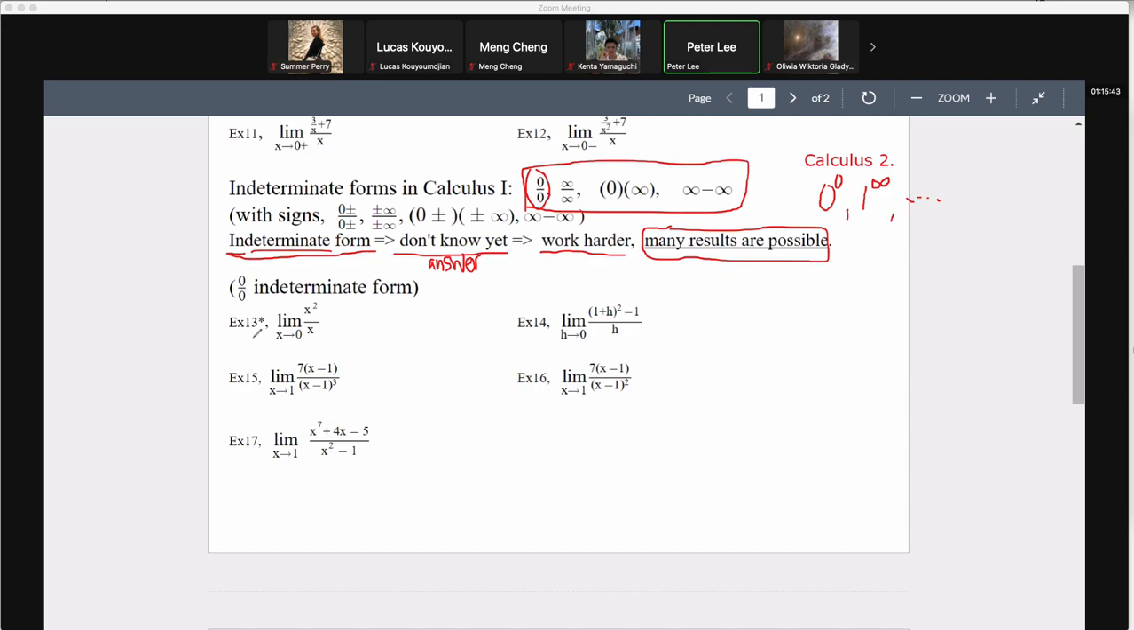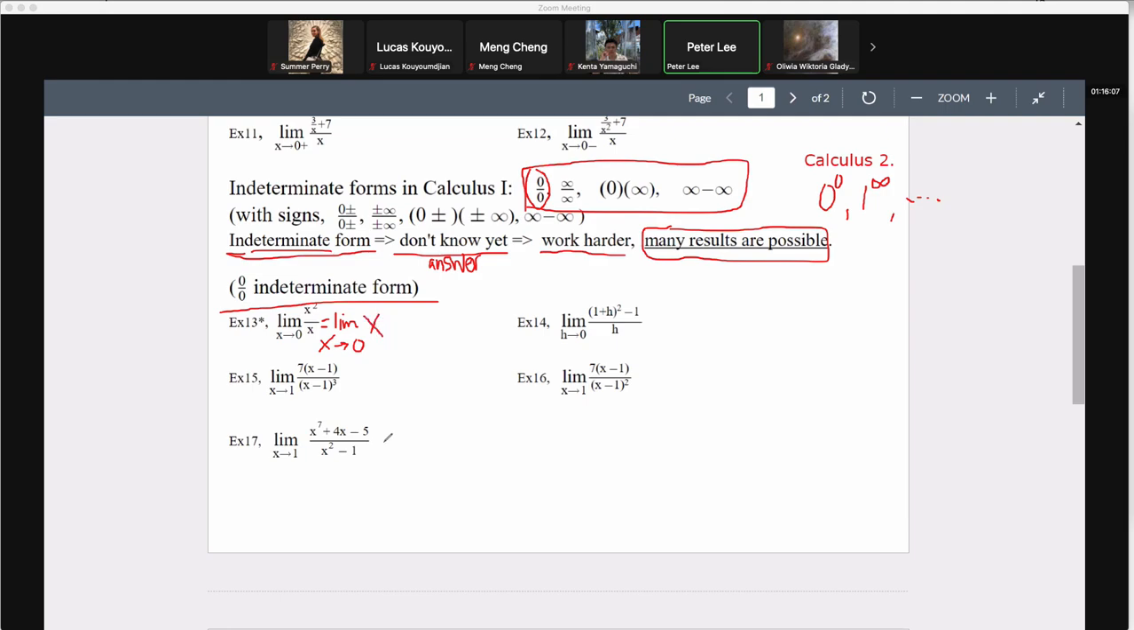So now let me show you examples 13, 14, 15, 16, 17. All of these are indeterminate. They're all 0 over 0 indeterminate forms. So when you plug in, you get 0 over 0. But let's see what we have here. This is going to be now the limit, this time, let's simplify. And then when you simplify this, you get x.